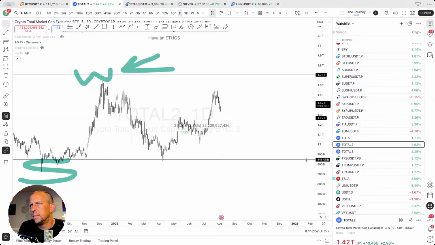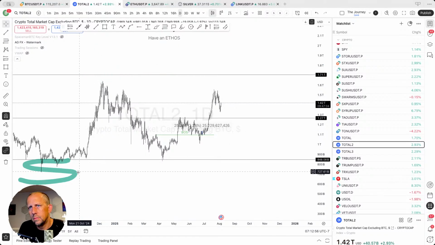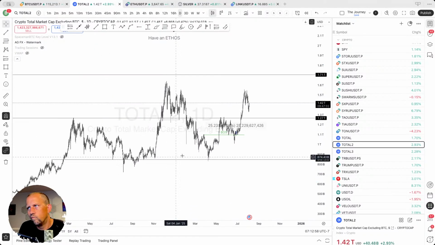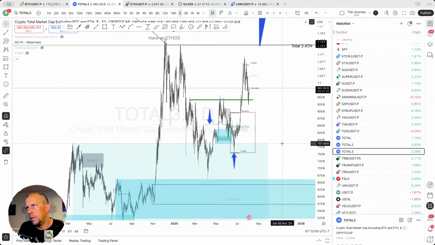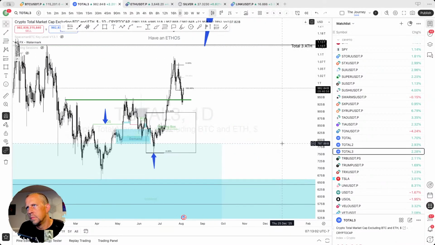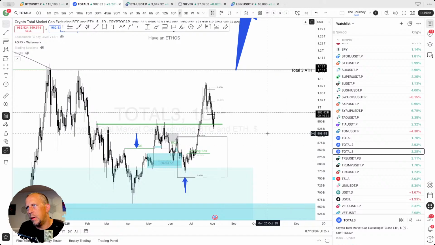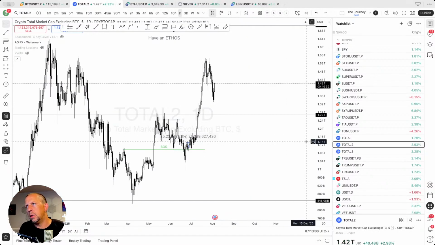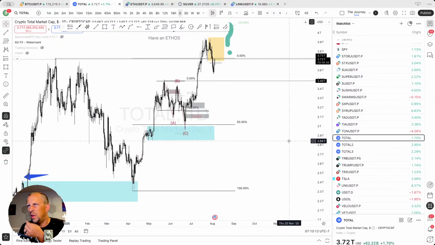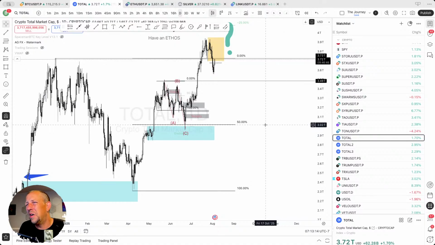Two. And total three. Total three looks much better than the rest of them. Actually, no true problem with total two, but total itself could look a little better here.